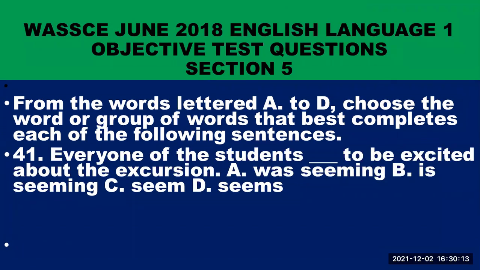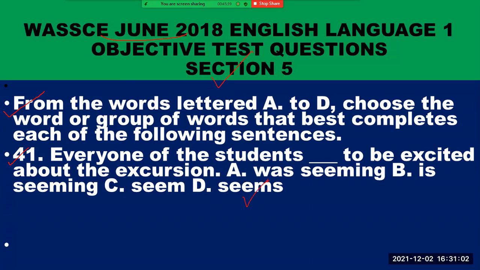Now let's go to 2018 and take note that this is WASSCE June 2018. This is section 5, and the instruction is the same. From the words lettered A to D, choose the word or group of words that best completes each of the following sentences. Again, the same question number 41 that began section 5 in 2020 and 2019 respectively. Now let's look at the question. Every one of the students dash to be excited about the excursion. A, was seeming, B, is seeming, C, seem, D, seems.